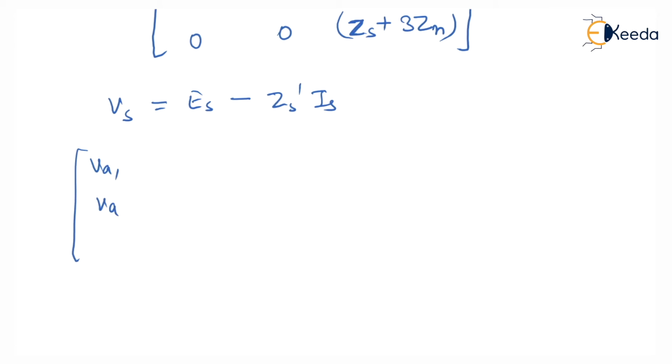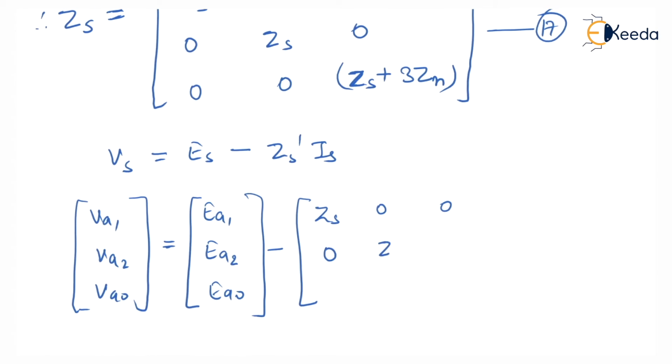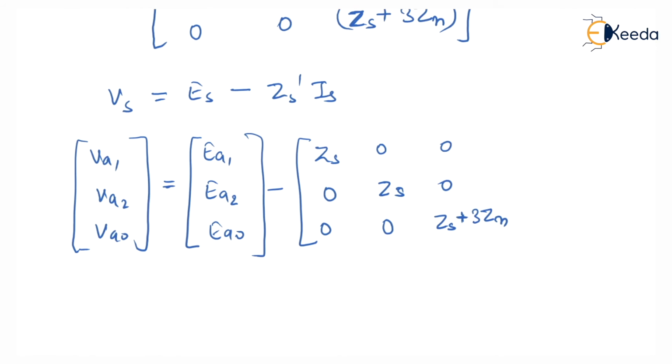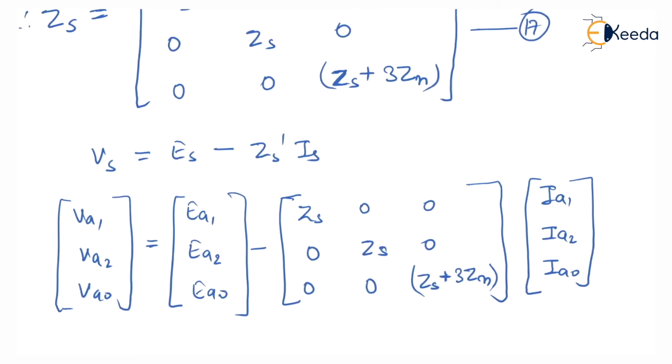So Vs is Va1, Va2, Va0. Es is equal to Ea1, Ea2, Ea0, minus Zs dash, which is [Zs, 0, 0; 0, Zs, 0; 0, 0, Zs plus 3 Zn], and Is is equal to Ia1, Ia2, Ia0. This is equation number 18.